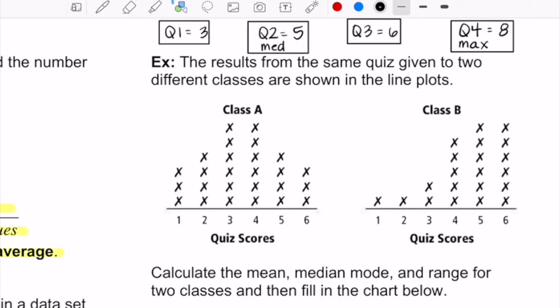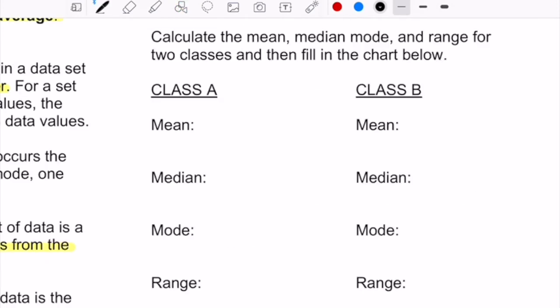All right, on the next example, you're asked to calculate the mean, median, mode, and range for the two classes and then fill in the chart. So 2 line plots are given to you here. I'll do class A first. So when I add up all of the numbers in the list for class A, I get 91. And when I count the number of X's, there are 26 numbers in the list. Divided and rounded to 1 decimal place, I get 3.5. So my mean for that one is 3.5.